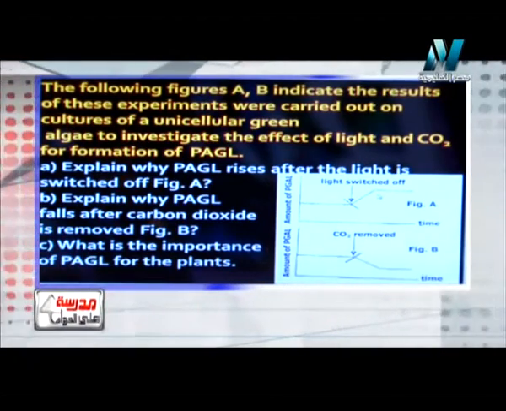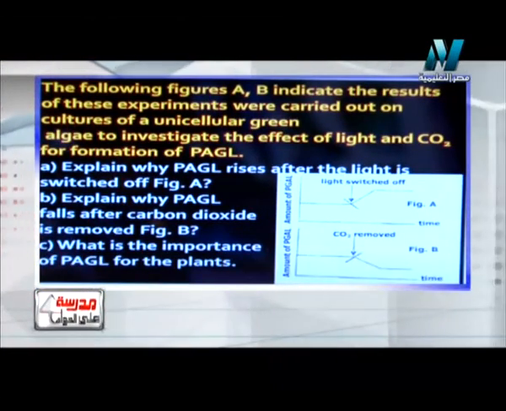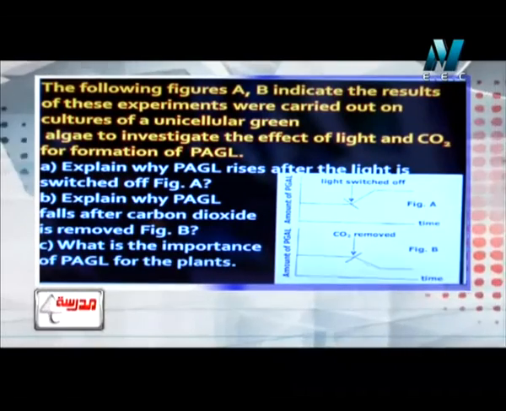Let's remember that PGAL formation acts as a product of the dark reaction, and the limiting factor of the dark reaction is the temperature. The source of light is also the source of temperature. So when the light is switched off, the temperature becomes more suitable for the dark reaction. So the formation of PGAL increases when the light is switched off, but that takes place only up to a certain limit. After that, the level of PGAL stops increasing.